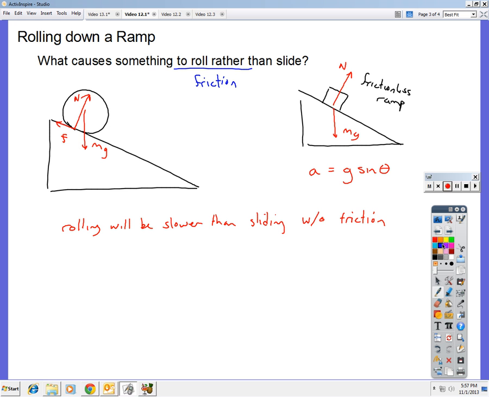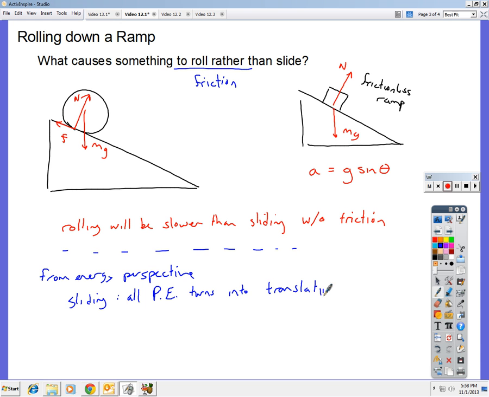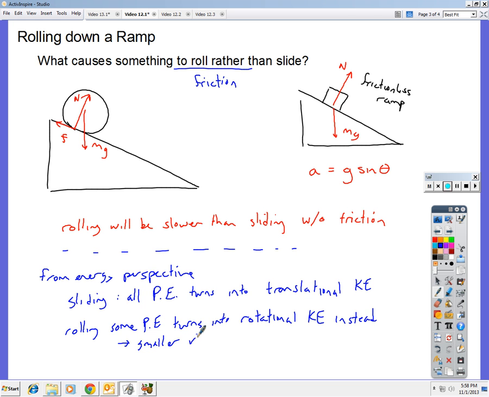And one way to look at that is from an energy perspective. If you have sliding, all of the initial potential energy turns into translational kinetic energy, but when there's rolling, some of the initial potential energy turns into rotational KE instead, which means that there's not as much translational kinetic energy, which in turn means a smaller speed. So really, either way you look at it, it's quite interesting.